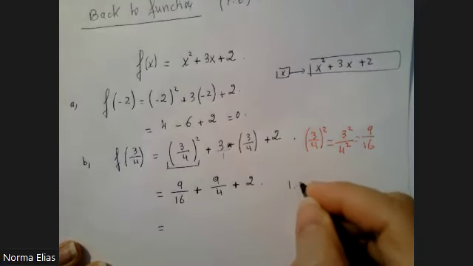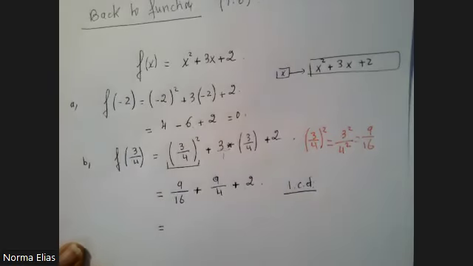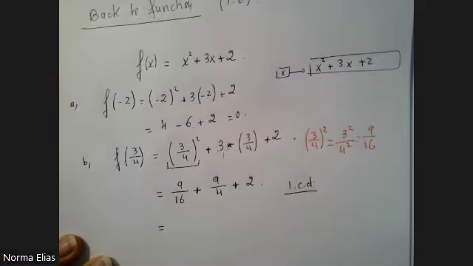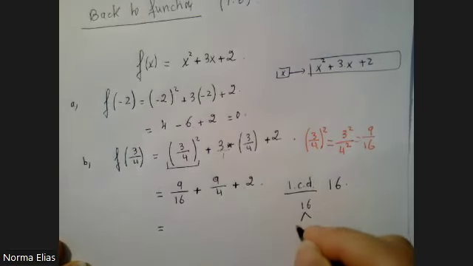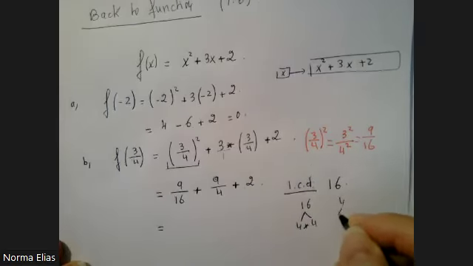All right, so now I have to combine those. I need my least common denominator. What's going to be my least common denominator here? I have 16, which is 4 times 4, and I have 4. So what's the least common denominator between 16 and 4? 16. Because 16 is 4 times 4, and 4 is 4 times 1. So 4 times 4 is the least common denominator.